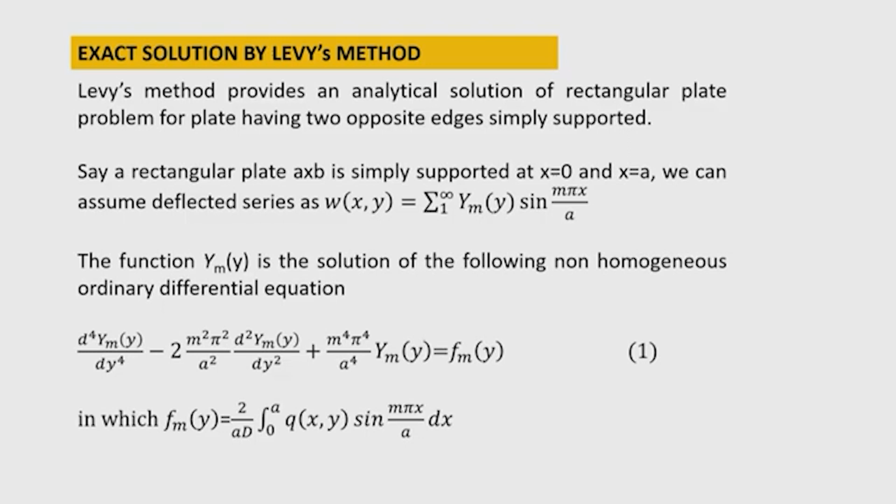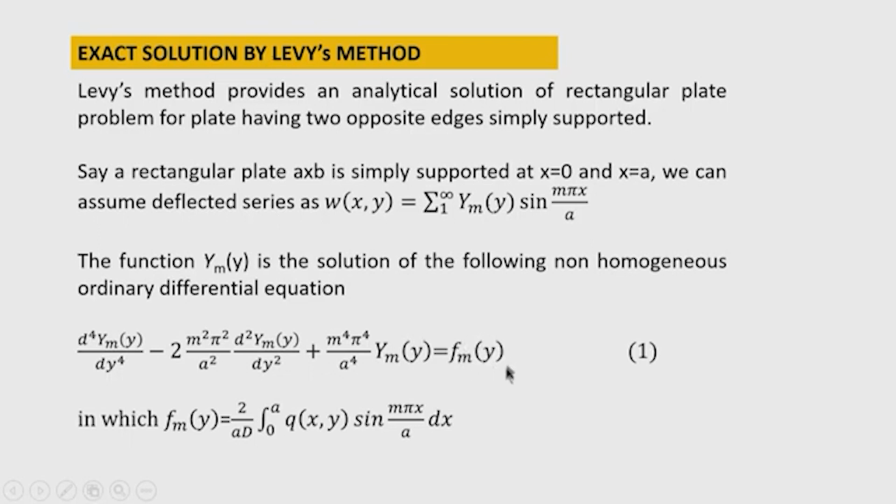Now, after substituting this deflected function in the differential equation ∇⁴w = q/D, we arrive at this ordinary differential equation: d⁴Y_m/dy⁴ − 2m²π²/a² d²Y_m/dy² + m⁴π⁴/a⁴ Y_m = f_m(y), where f_m(y) is a function of y.